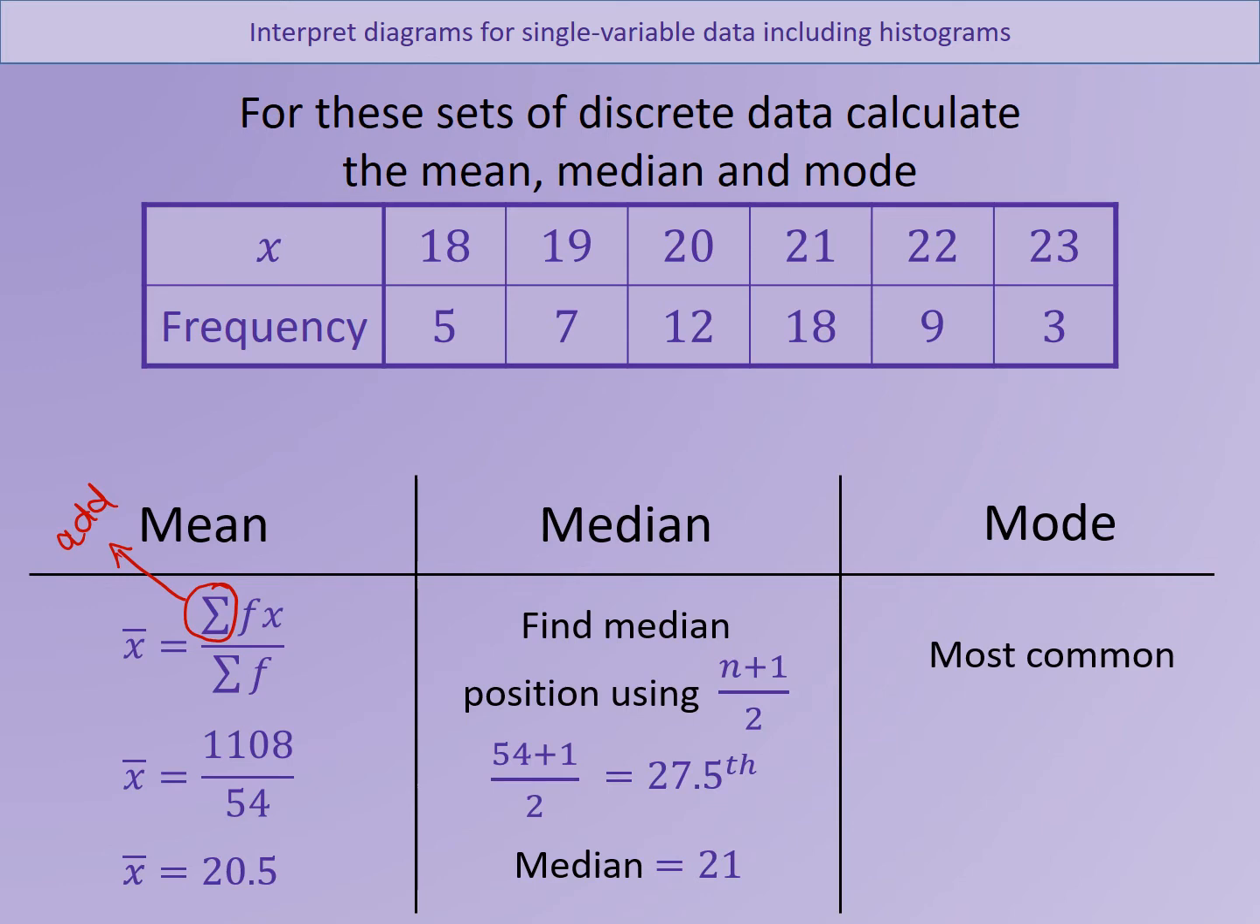The mode is the most common. This is easy to pick from a table. It's just the largest frequency, and in this case the largest frequency is 18, and that refers to x being equal to 21. So the mode is 21. Now, as there is only one mode, we call this unimodal.